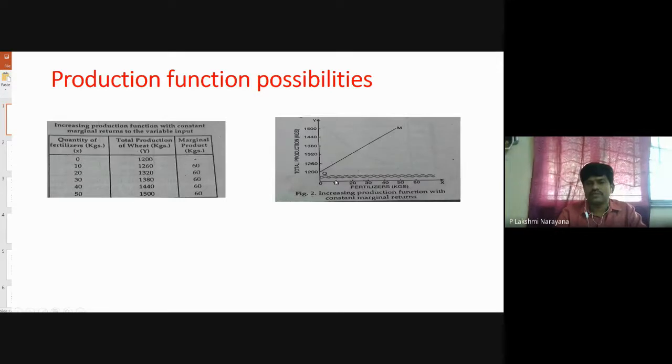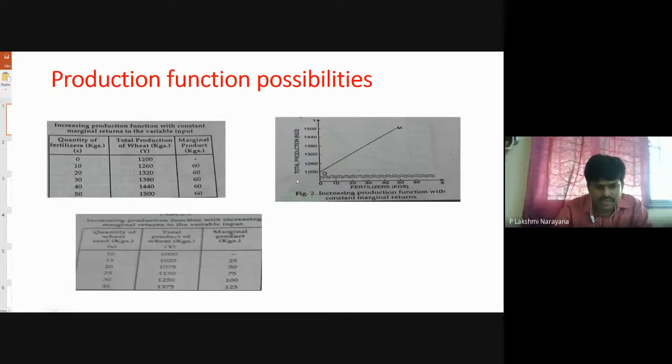So 10 units of inputs is used. You can observe easily. I don't want to explain so much. So this is one type of production function: increasing production function with constant marginal returns to the variable input. Another case is increasing production function with increasing marginal returns to the variable input.